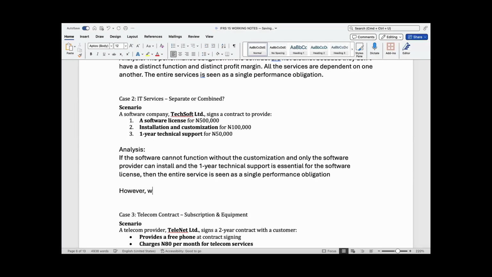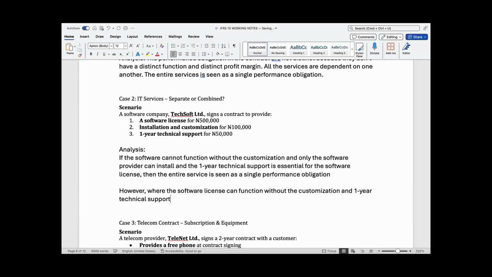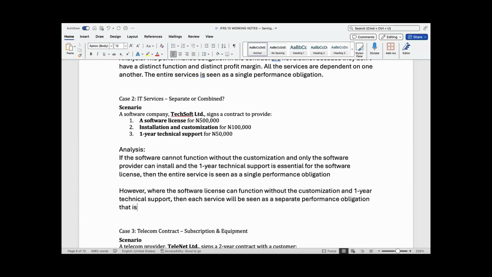However, where the software license can function without the customization and one year technical support, then each service will be seen as a separate performance obligation that is distinct.